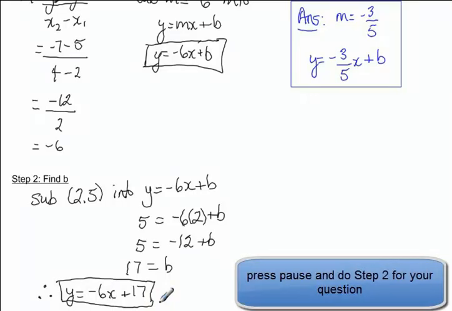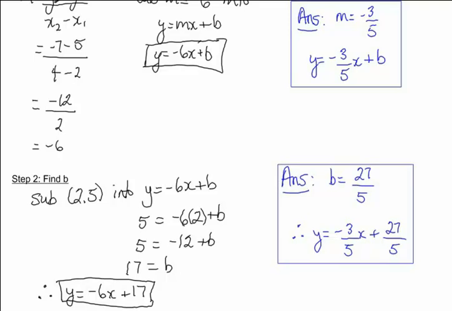So at this point I would like you to complete step 2 for your problem. The answer for your problem is shown in the blue box. So this is how you find an equation of a line that passes through 2 points.